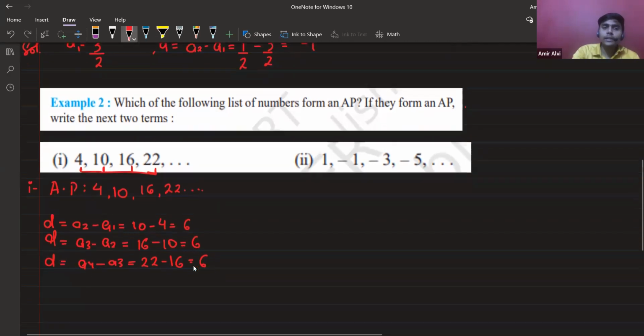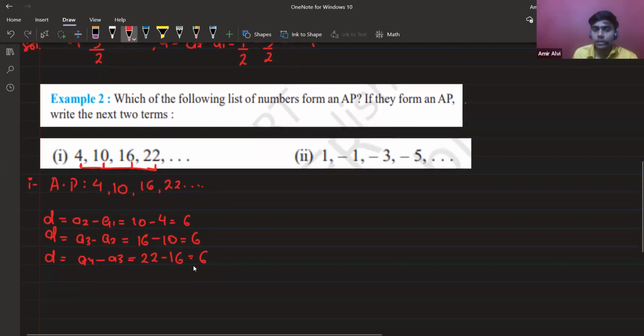So we have to write the next two terms of this AP as well. It's given: write the next two terms if it's forming an AP. Clear? Any doubt in it? No, sir. The fourth term is given, so I have to write the fifth term. The fifth term can be written as a plus 4d. Any doubt in this step?